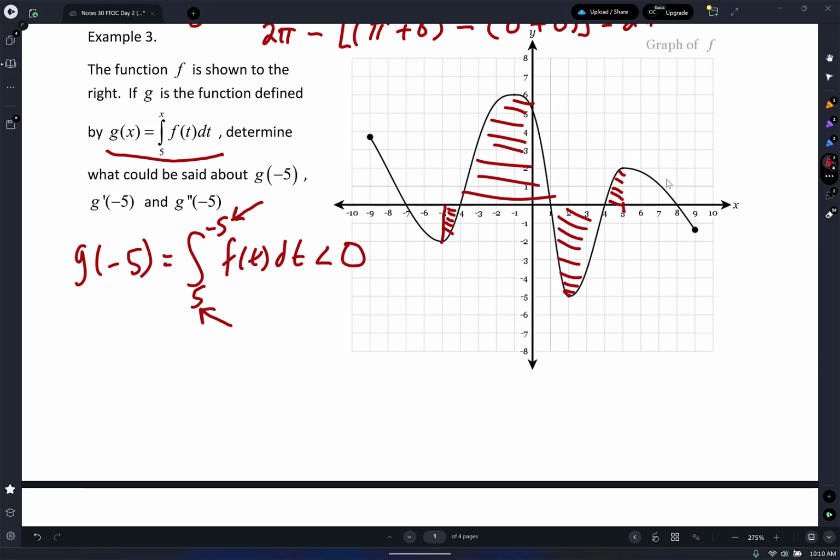And then before I do g prime of negative 5, I'm going to take a derivative. So I'm going to write g prime of x. And then do we notice, check this out. Focus, guys.